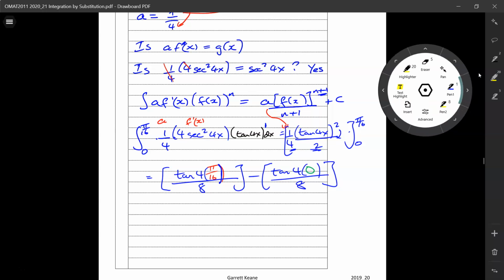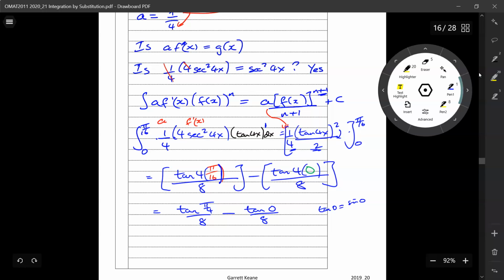Then this gives me the tan of pi over 4 divided by 8 minus the tan of 0 divided by 8. Now, if you remember, the tan of 0 is the sine of 0 over the cos of 0. Tan is sine over cos, and the sine of 0 is 0, and the cos of 0 is 1, so that gives us 0 for the tan of 0.